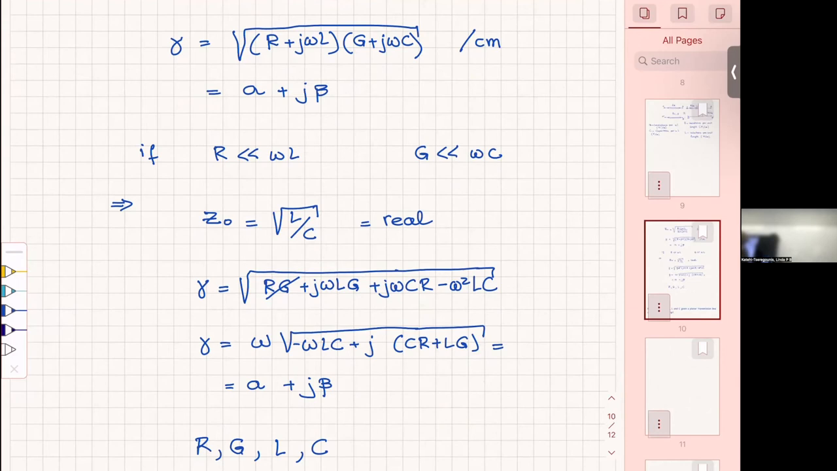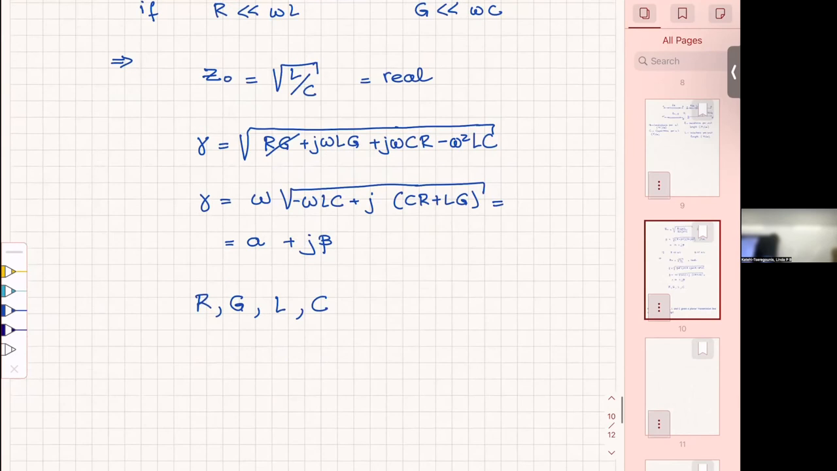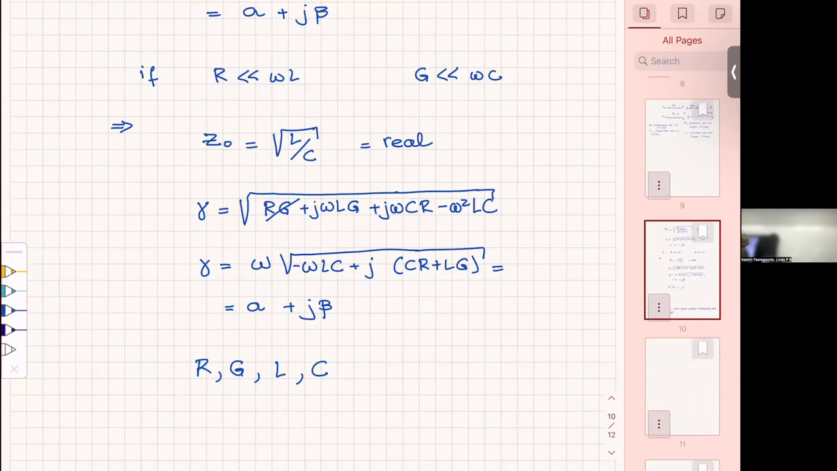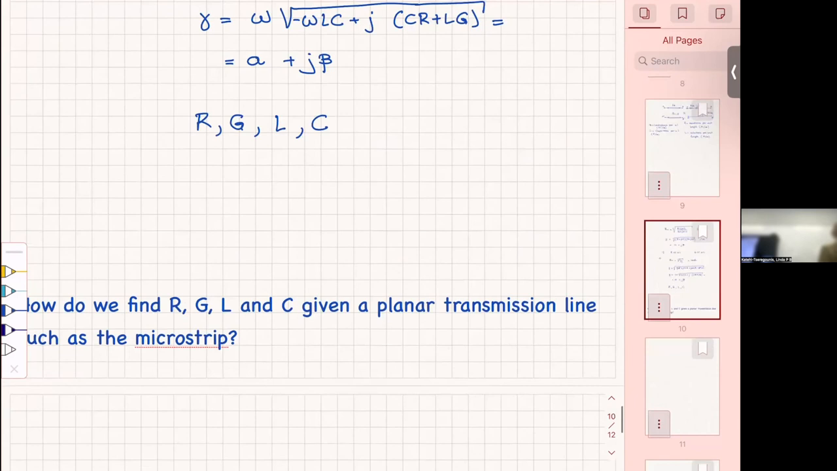So for a full characterization of a line, somebody will give you R, G, L, and C, but you will need only L and C for Z naught, and you will need all of these to find alpha and beta. And the moment I have these characteristics, then I can represent my microstrip line with an ideal transmission line with losses. Now the question, therefore, is how do we go there?